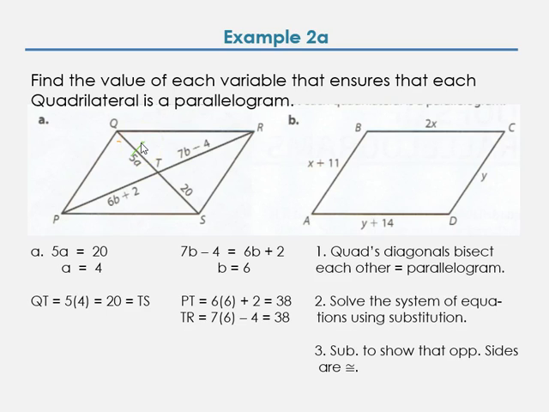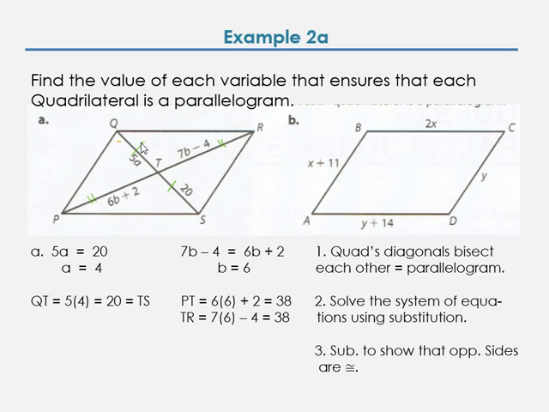You'll have congruent segments. So in this drawing, you have ST congruent to QT, and you have PT congruent to RT. So let's begin with this segment right here, QT and ST, and we state them equal to each other. So we have 5A equals 20, which simplified would be A equals 4.